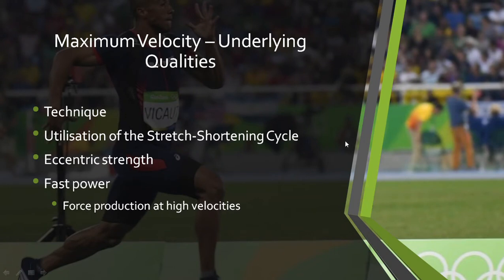And then when we're talking about maximum velocity, again, technique is one of the most important things here. So always keep that in consideration. And then in terms of physical qualities, the utilization of the stretch shortening cycle is going to be very important at maximum velocity, because each ground contact is so short. The muscles simply don't have enough time to produce that much force. So the elastic qualities, especially of the Achilles tendon, are going to be really important to get some good elastic potential out of those elastic qualities.